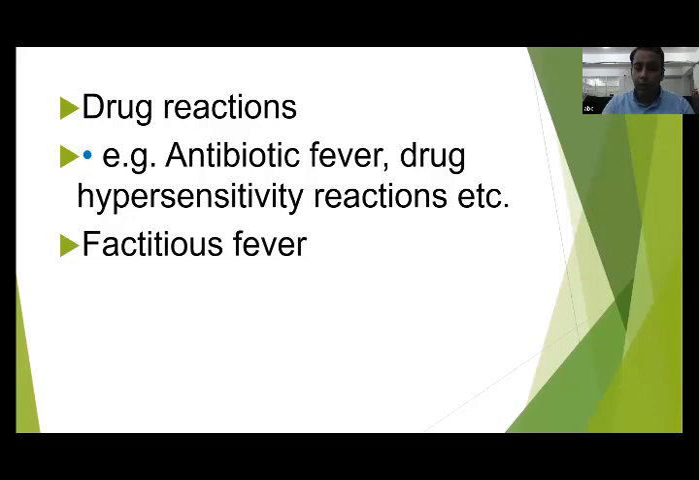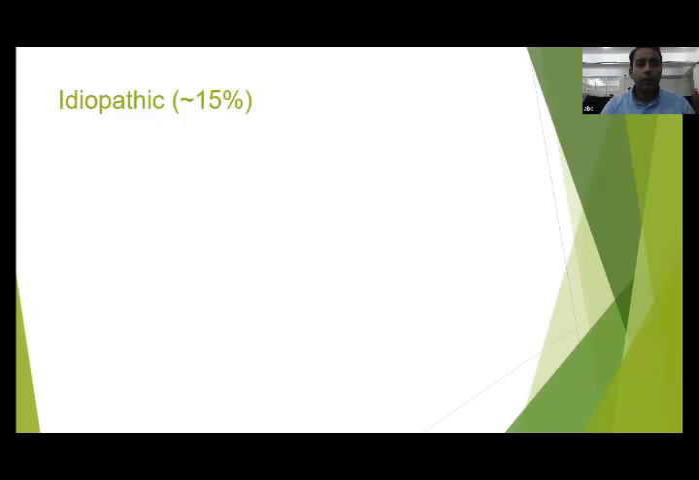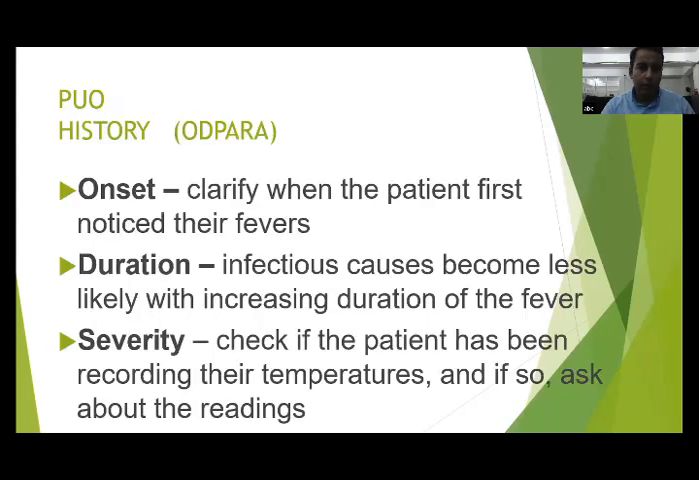So always take a drug history when you suspect a case of PUO. Infectious fever, and young children have a habit of fictitious fever. Idiopathic causes should always be considered for PUO. So, now a few points in history.